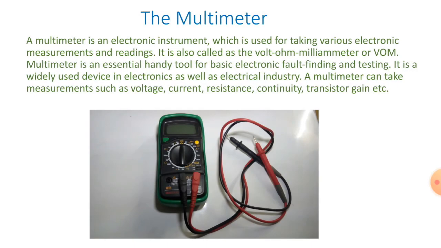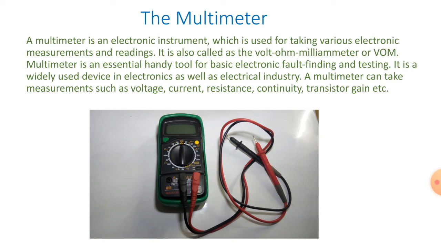The multimeter. A multimeter is an electronic instrument which is used for taking various electronic measurements and readings. It is also called a volt-ohm milliammeter or VOM. Multimeter is an essential handy tool for basic electronic fault finding and testing. It is a widely used device in the electronics as well as electrical industry.